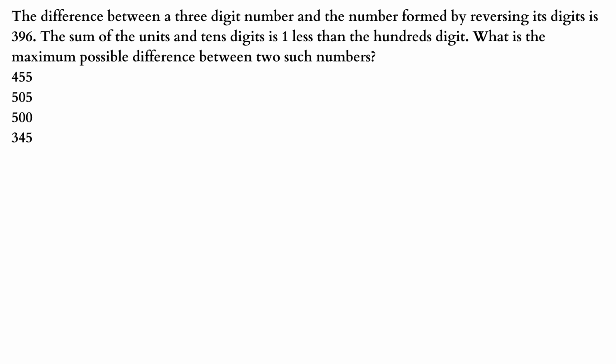Now, what is this question? The difference between a 3-digit number and the number formed by reversing its digits is 396. The sum of the units and tens digits is 1 less than the hundreds digit. What is the maximum possible difference between two such numbers? So 3-digit number, let's take H, T and U. And in a 3-digit number, how did we calculate the difference? Difference is 99 into modulus of H minus U. What is the difference here? 396. So H minus U is equal to 4.